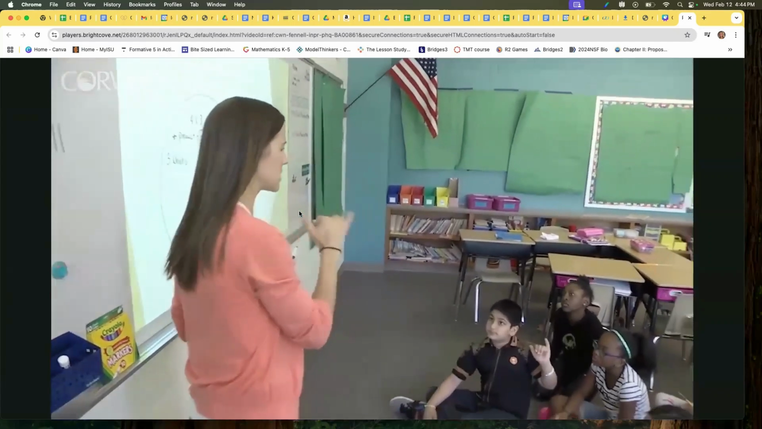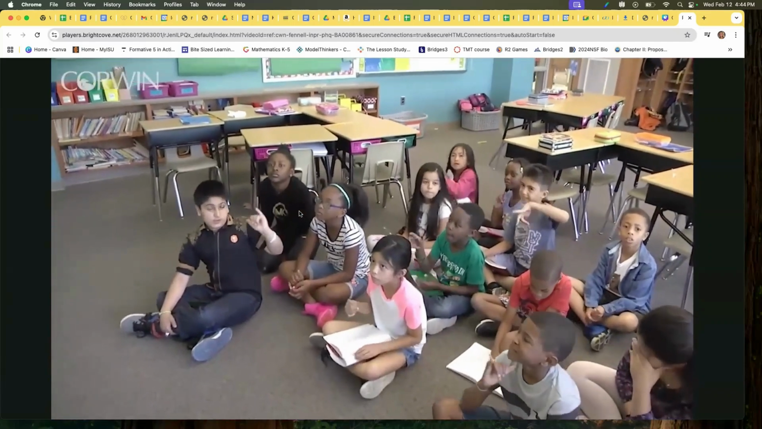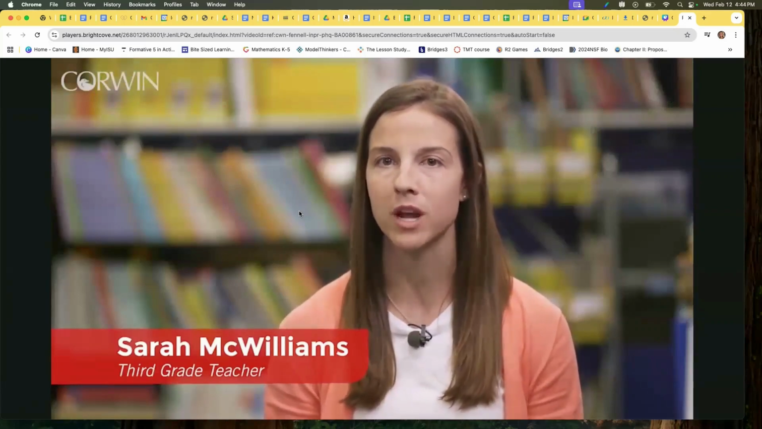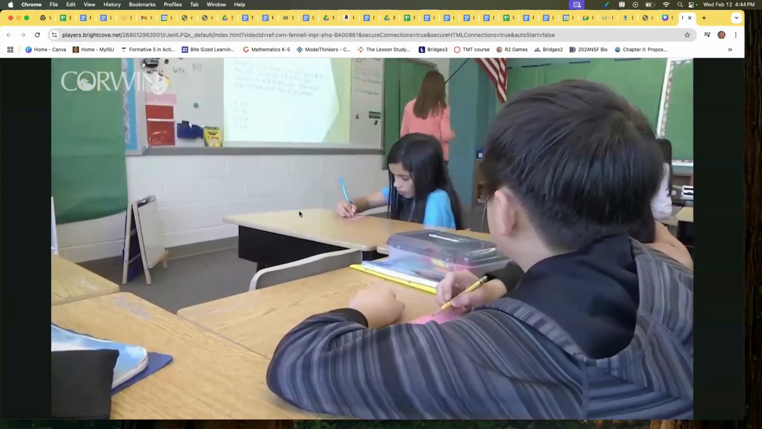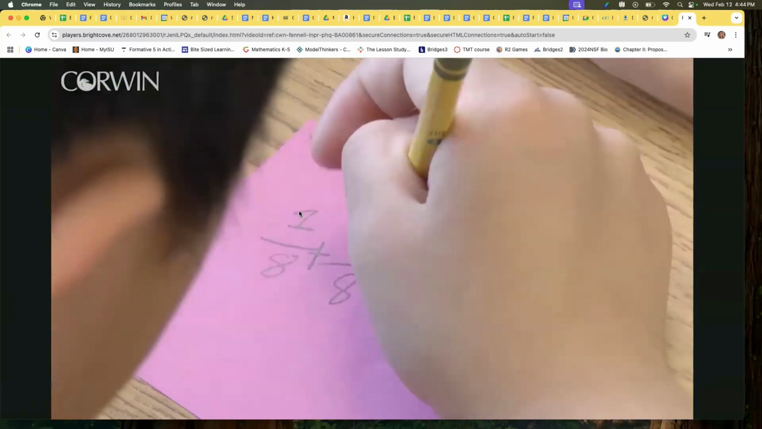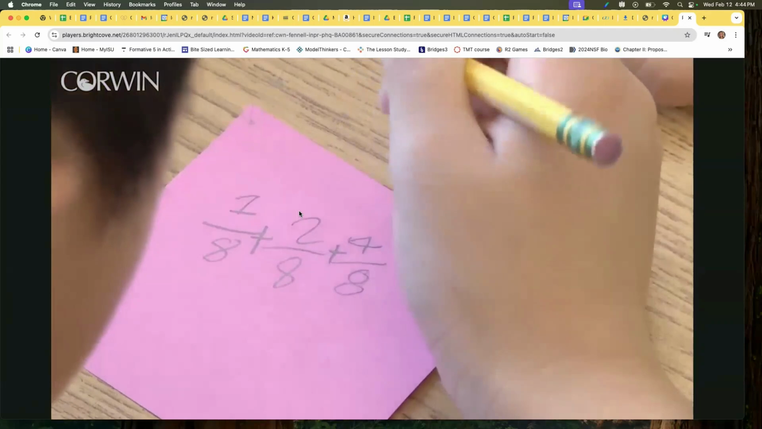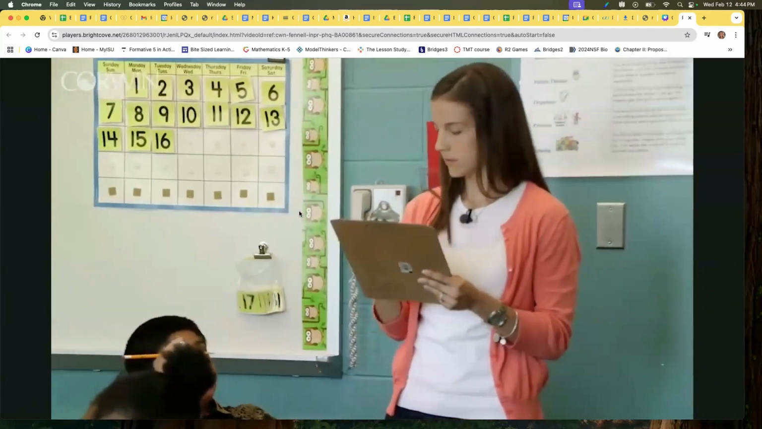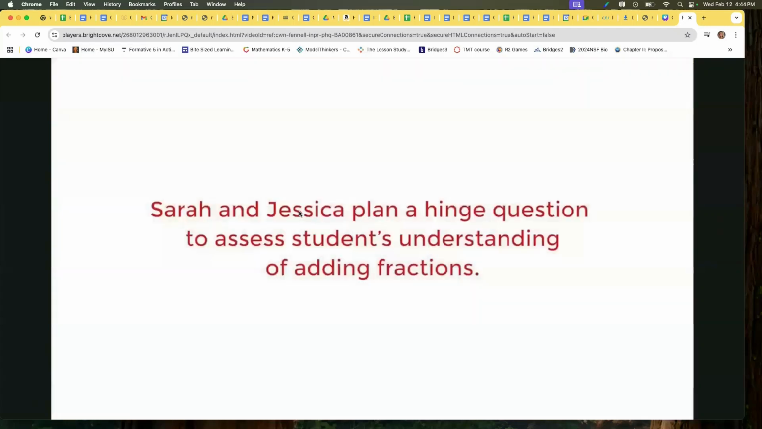Typically, we might use a hinge question at the end of the day to see where our students are, to assess what sort of understanding they had of the concepts that we covered that day. Our students had the weekend, and then yesterday they had field day. We chose to use it at the beginning of our class today just to see where they were before we even dove into the next activities.